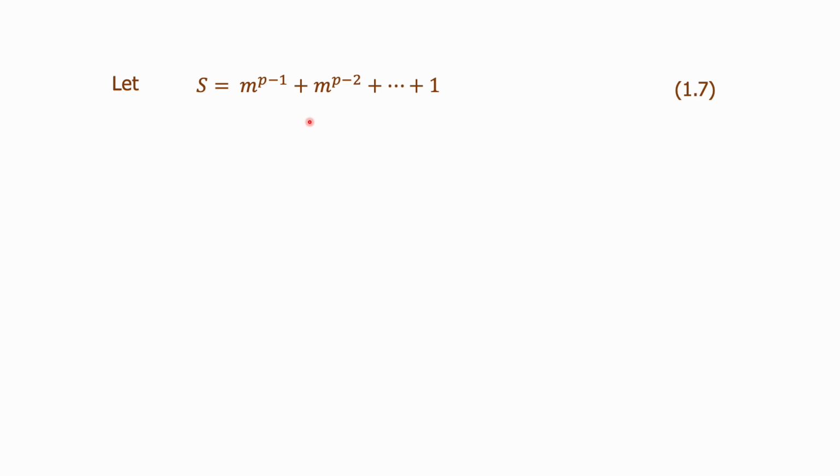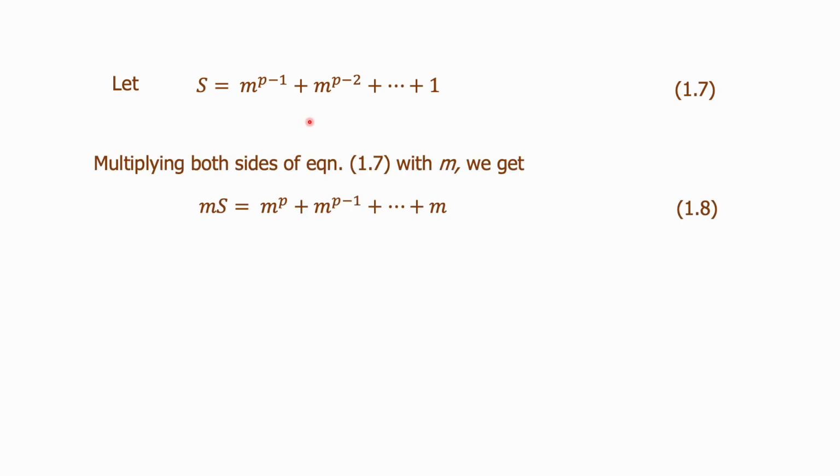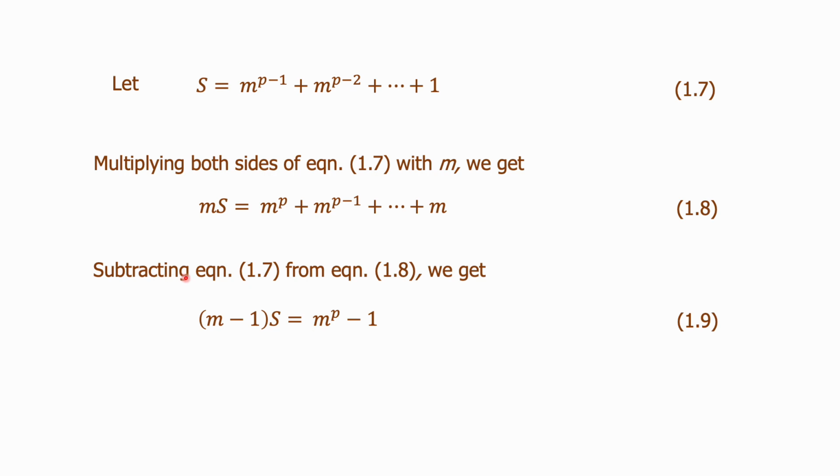Let S be the sum of the series. Multiplying both sides of equation 1.7 with m, we get mS is equal to m to the power p plus m to the power p minus 1, and it goes on till m. Subtracting equation 1.7 from equation 1.8, we get (m minus 1) times S is equal to m to the power p minus 1. Or we can write it as S is equal to (m to the power p minus 1) by (m minus 1).